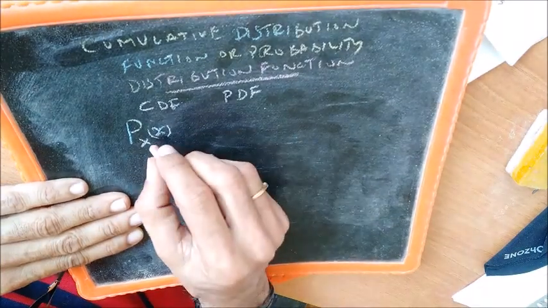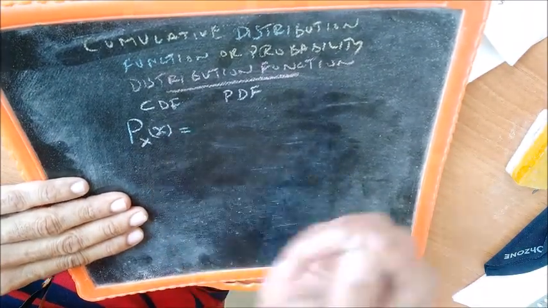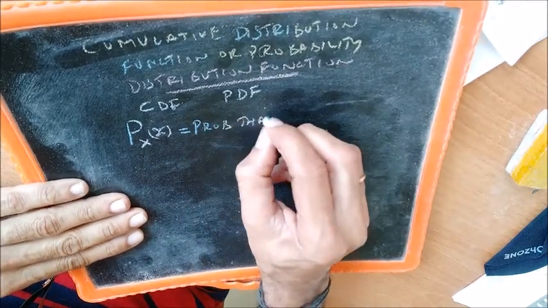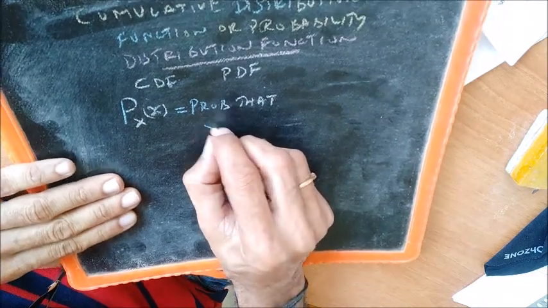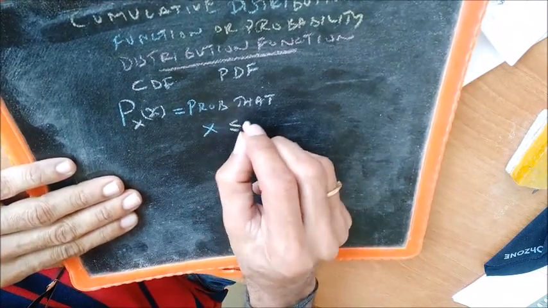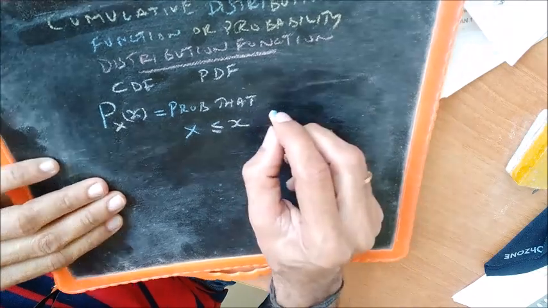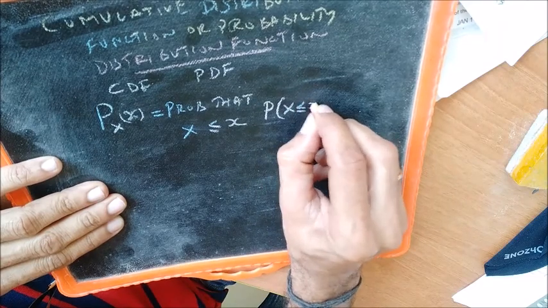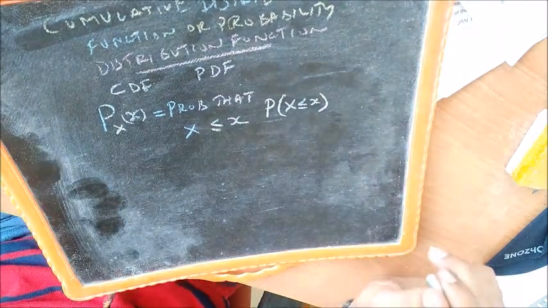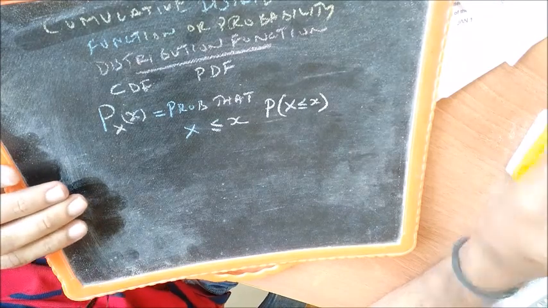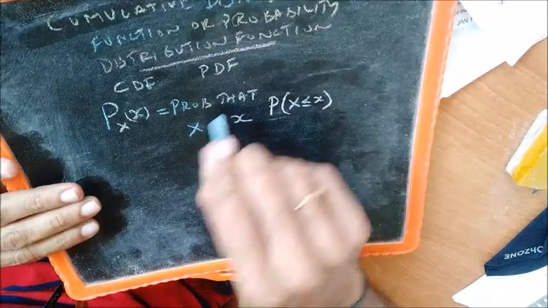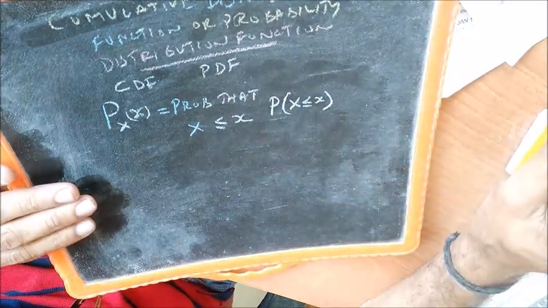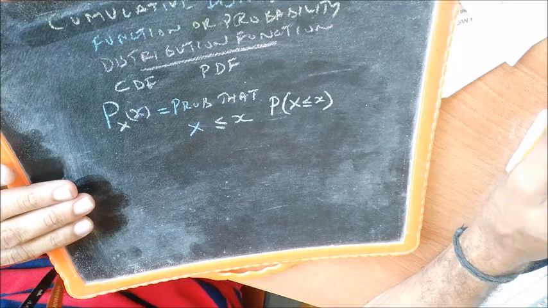So the probability distribution function is defined as the probability that the random variable x takes on a value less than or equal to small x. So if this small x happens to be, say, 0.5, the probability distribution function P_X(0.5) is the probability that the random variable x takes a value less than or equal to 0.5.